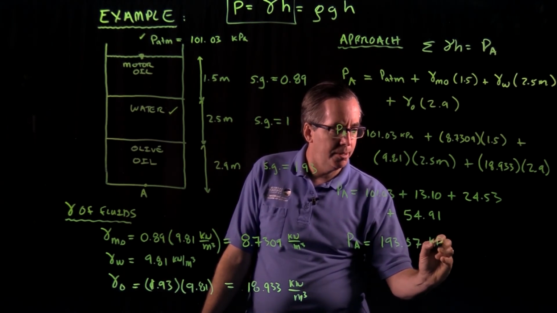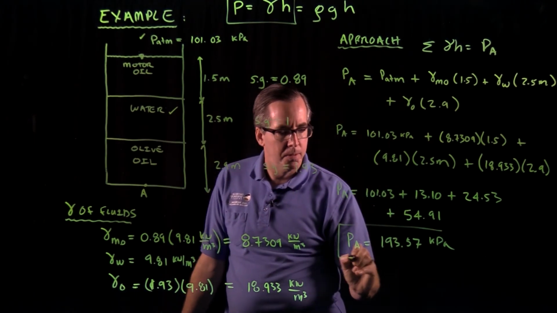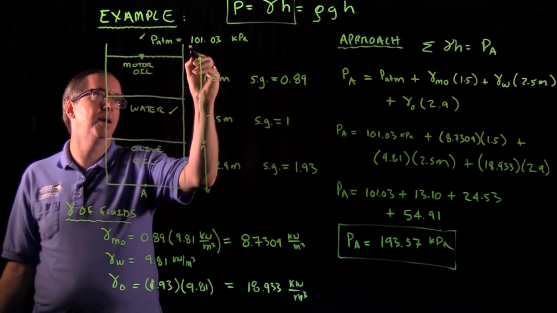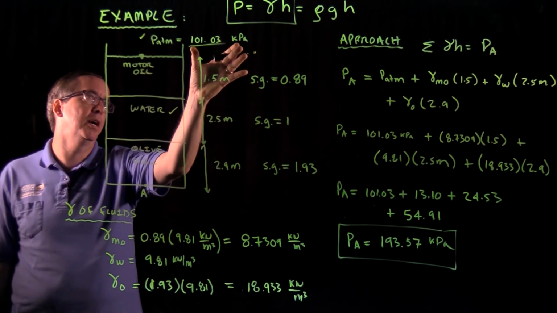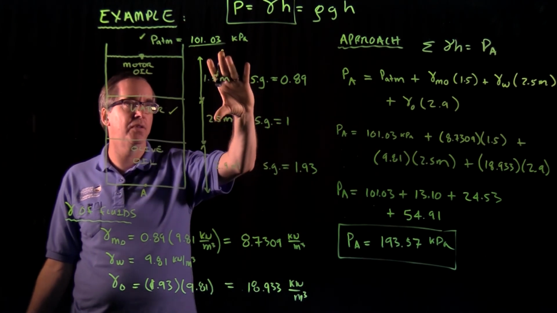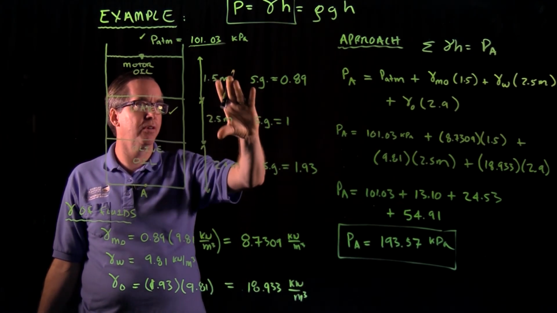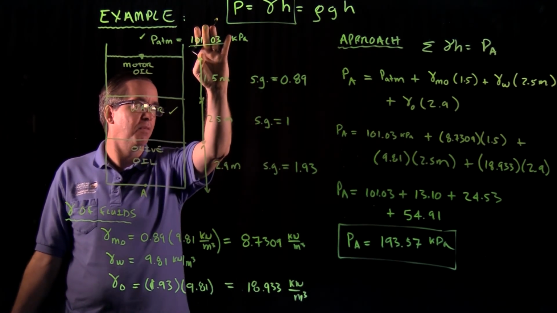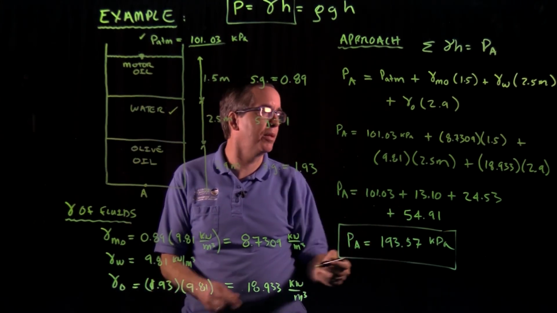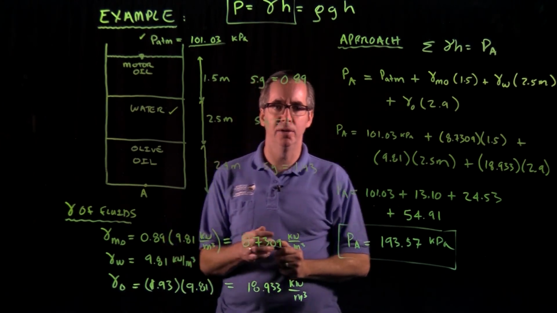193.57 kilopascals. And again, the atmospheric pressure component of that was just a little bit over 100. So we essentially have around 92 kilopascals of fluid-related pressure plus the atmospheric pressure of 101 gave us a total pressure of about 193.6 kilopascals. And with that, that concludes our example.